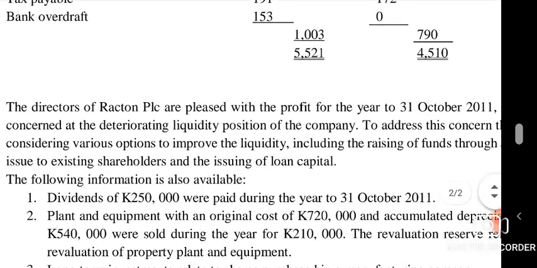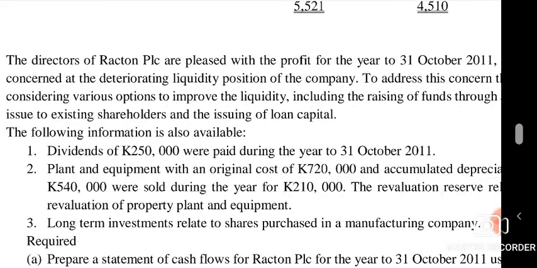And finally, we just check for one more: dividends paid. Were there any dividends paid? Well, they're there. Dividends of 250 were paid during the year to 31st October 2011. Okay, this is our financial period, and they've paid 250. We have to come and record this figure. What are dividends? They are decreasing our cash because we are paying them out. So this figure will be negatives.